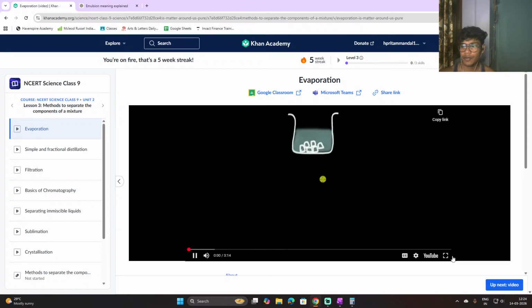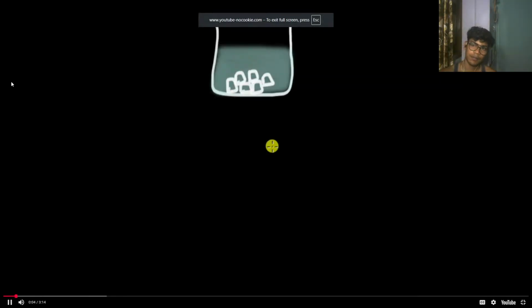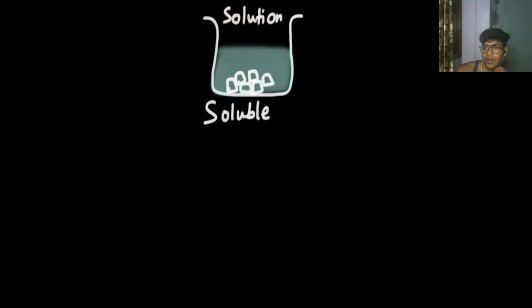Now what? Evaporation. In other learning videos, we saw how to separate a solid from a liquid, particularly a solid which is not soluble in a liquid. Okay, so it formed a heterogeneous mixture. In this video, we will see how to separate a solid which is dissolved in a liquid. In this case, this solid is really soluble, and when it dissolves in a liquid, it forms a solution. You can take an example like salt dissolved in water or sugar dissolved in water. Both of them are soluble in water.